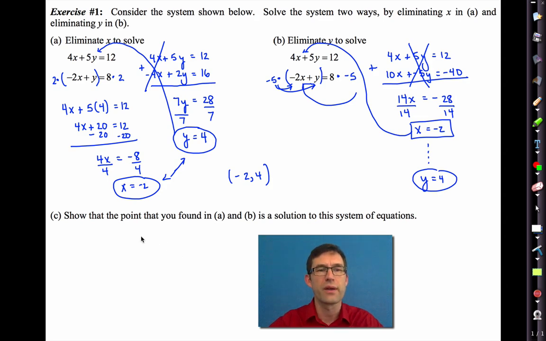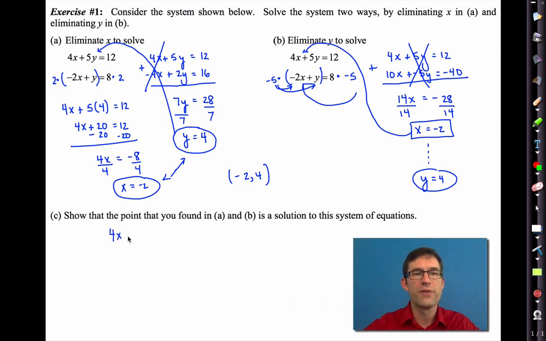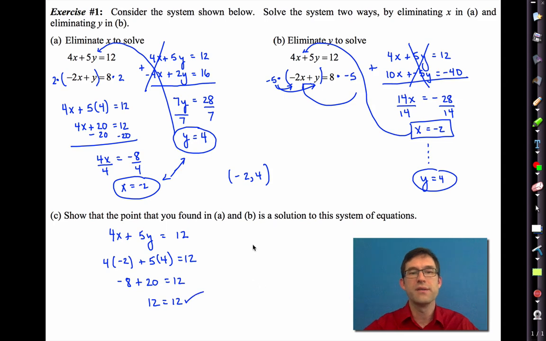So let's do that really quickly, right? We've done that quite a few times in recent lessons, so just a little review, and something that's always a good idea, right? Always a great idea to make sure that the answer that we found is correct, right? So substitute it in, I'll get negative 8 plus 20 is equal to 12. 12 is equal to 12, you bet it is.